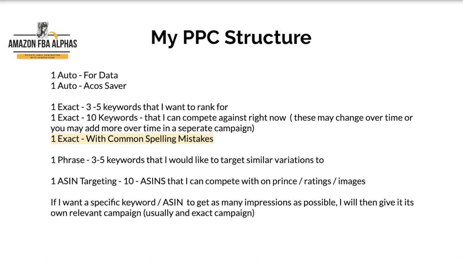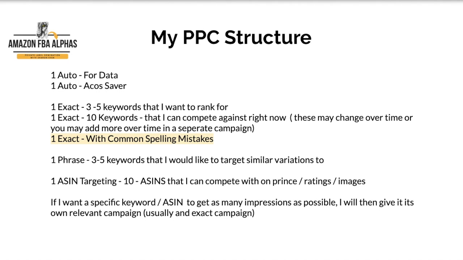Okay, and then I'll have one phrase campaign in the beginning. This is for more of a launching type of structure. I'll have one phrase campaign that will have between 3 to 5 keywords that I'd like to target similar variations to. So in the exact campaign, I put in the exact keywords that I want to target. And in this phrase campaign, I'm putting keywords that I want to turn into search terms. For example, if I'm targeting water bottle, I may put in fitness water bottle, and then Amazon could target fitness water bottle for women, men's fitness water bottles, and different search terms like that.